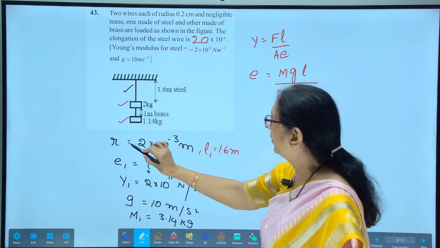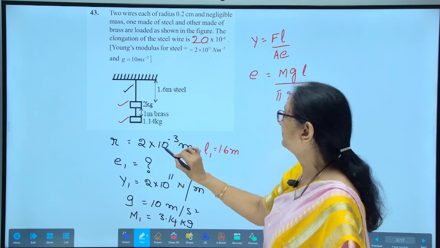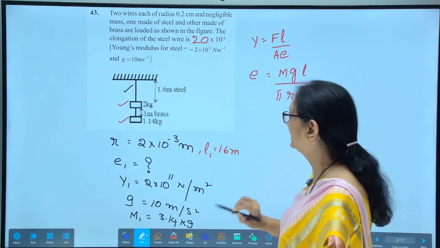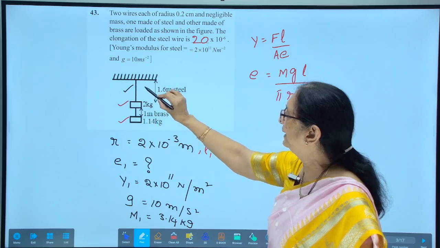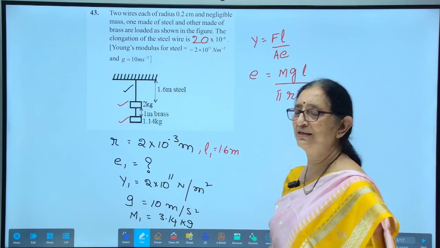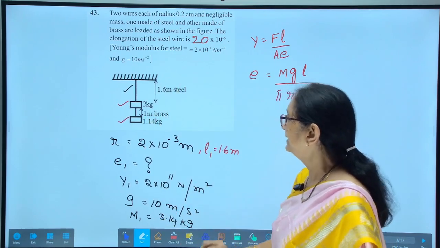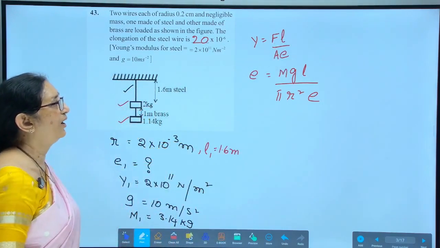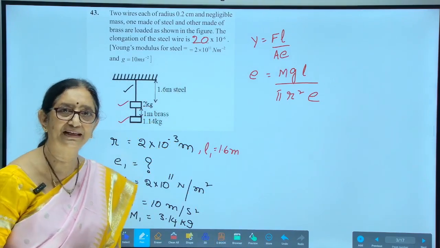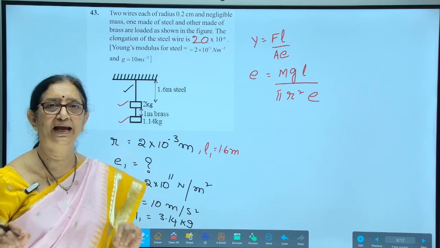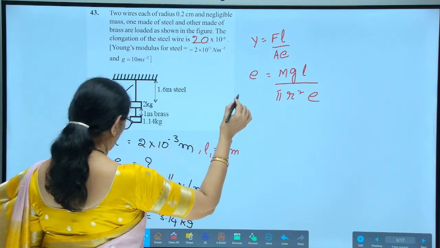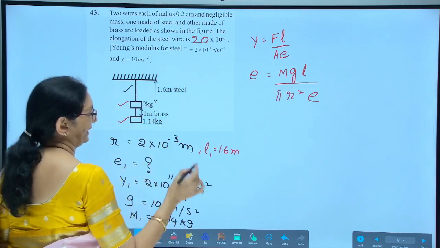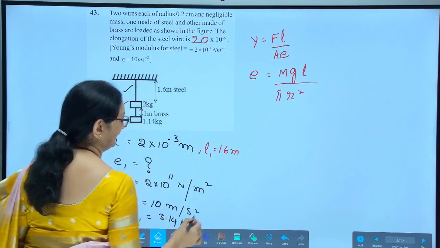Here both the wires have the same radius, 2 into 10 power minus 3 meters, and the length of the steel wire is 1.6 meters. You are supposed to find out the elongation in the steel wire. Its Young's modulus is given, g is given. Here Y is equal to FL by AE, or MGL by pi r square E. You are supposed to find E here. So, E is equal to MGL by pi r square Y, right?